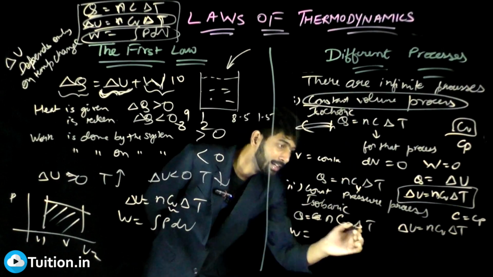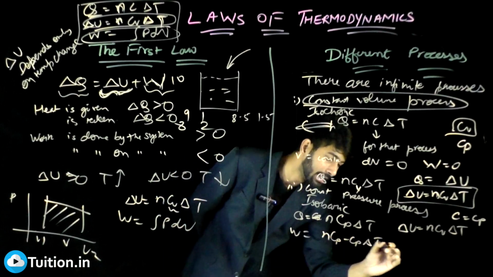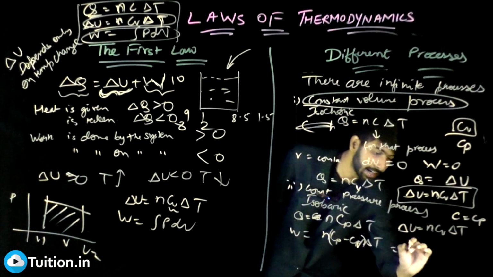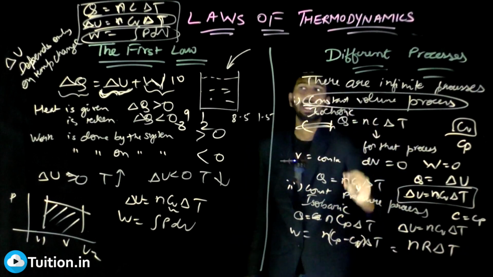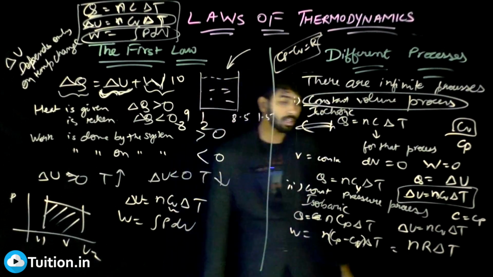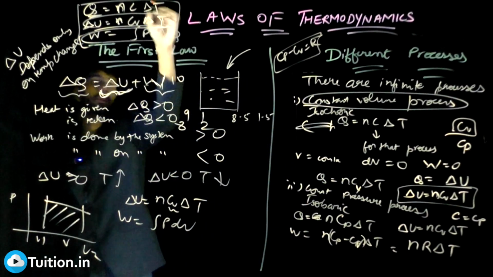Work done will be nothing but Q minus delta U, which is n into Cp minus Cv into delta T, right? So Cp minus Cv is taken to be R, right? Remember this formula, Cp minus Cv is always R, right? So nR delta T is the work done. Or you could also use straight away this formula, right?